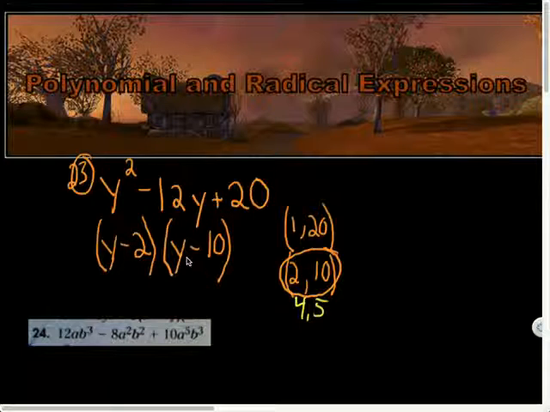So we have a y with a 2, a y with a 10. And to figure out the signs, we would have looked at this and said, they multiply to be positive. So the signs are the same, and then they add to be a negative. And two positives don't add to be a negative. So they must have both been negative.